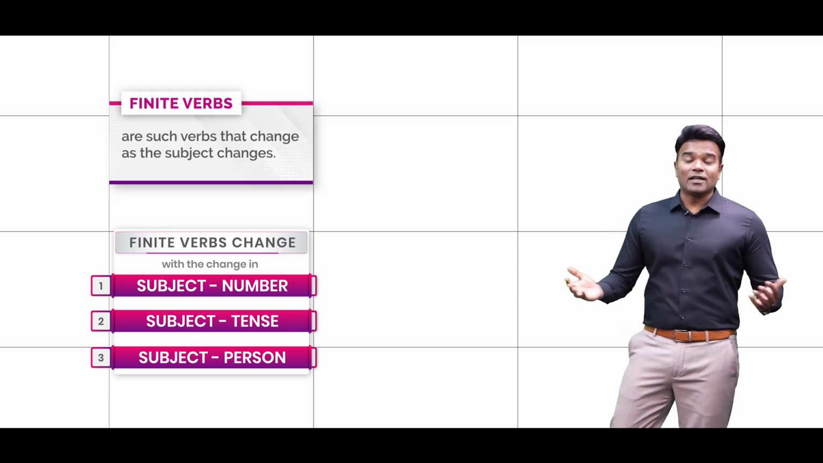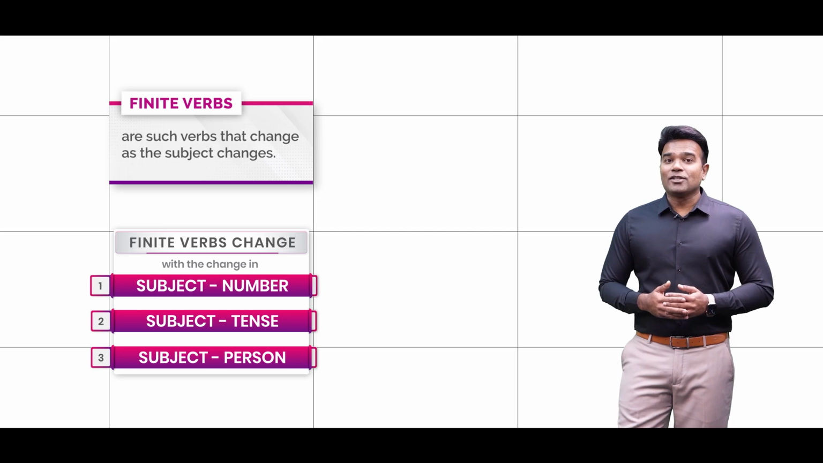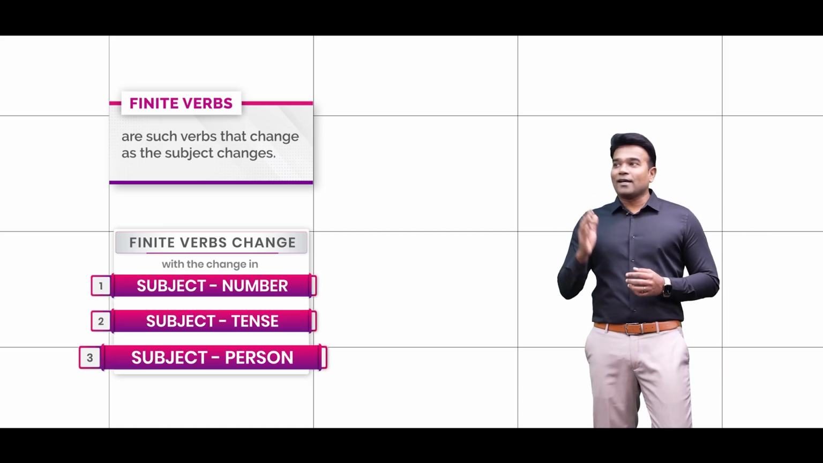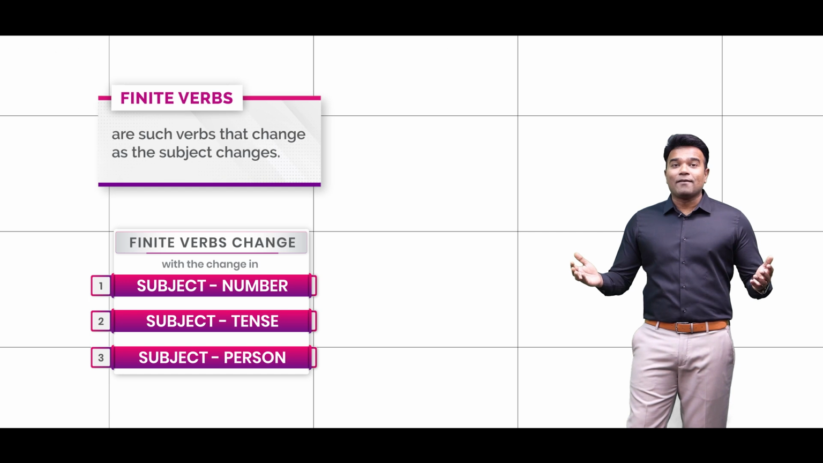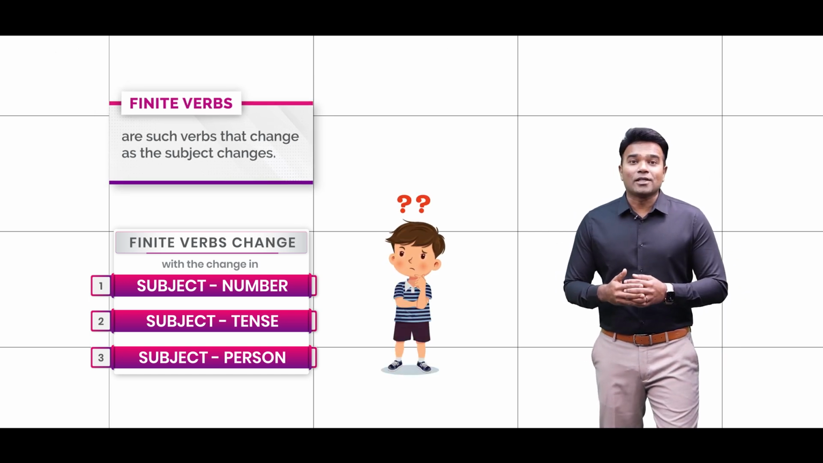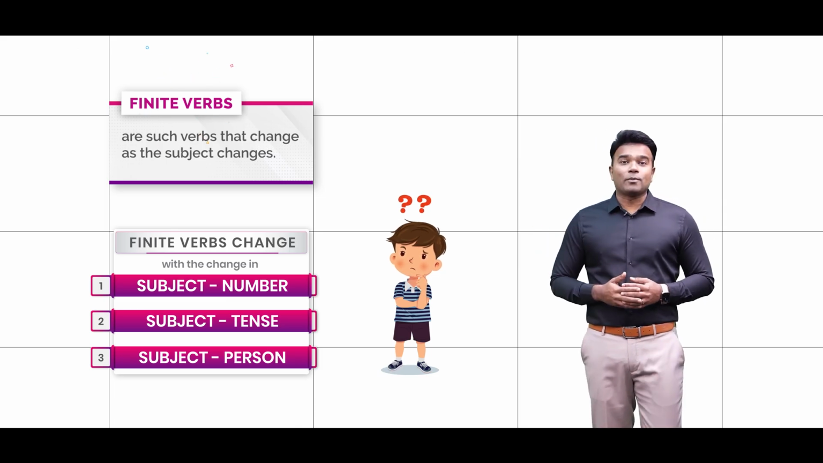In fact, such verbs that reflect a change whenever there is a change in the subject's number or the subject's tense or the subject's person are what we refer to as the finite verbs. Well, if all of this is confusing, let me give you examples to show you how the finite verbs are really used in a sentence. Have a look at this example.